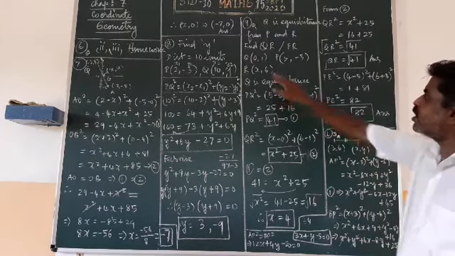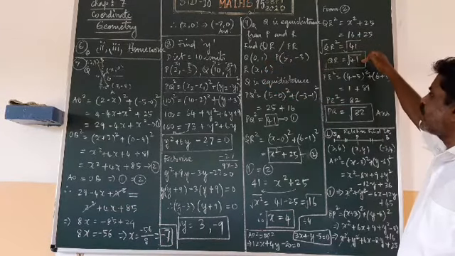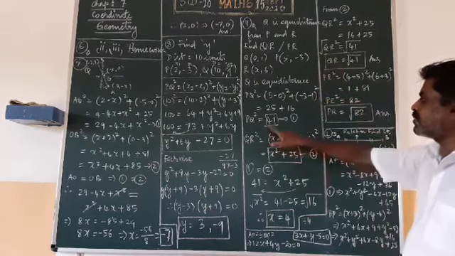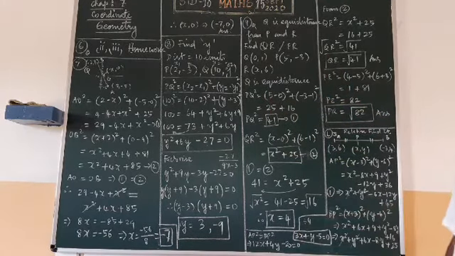So what is the answer? QR is root under 41, PR is root under 82. That is your answer. And the x value we have found as 4. Okay, that is the 9th question.